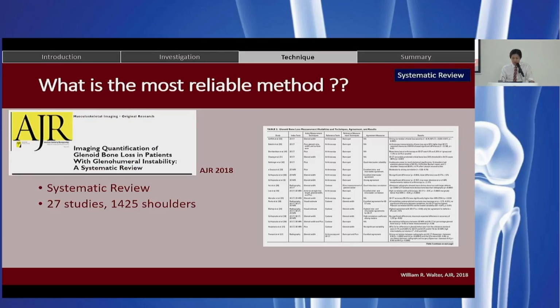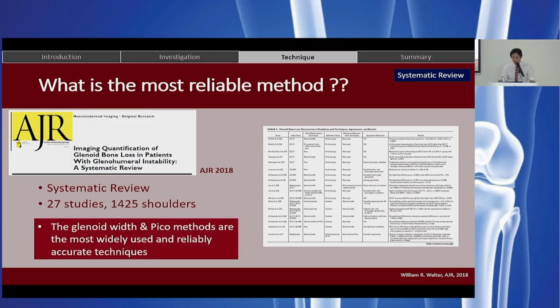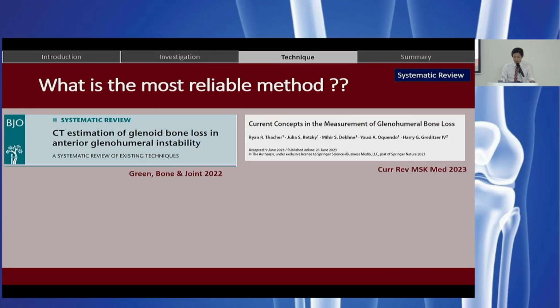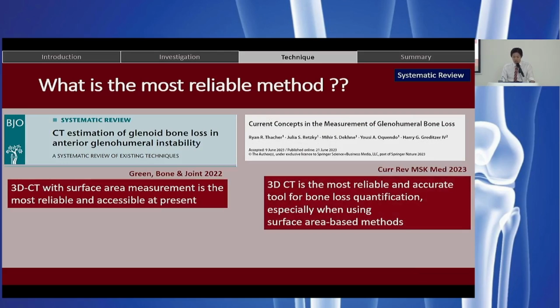The systematic reviews over the past few years give a similar conclusion. In this study, they included 27 studies with 1,425 shoulders. The review concluded that the glenoid width and the Pico methods are the most widely used and reliable, accurate techniques. And the systematic reviews in 2022 and 2023 also say that 3D CT with surface area measurement is the most reliable and accurate method.